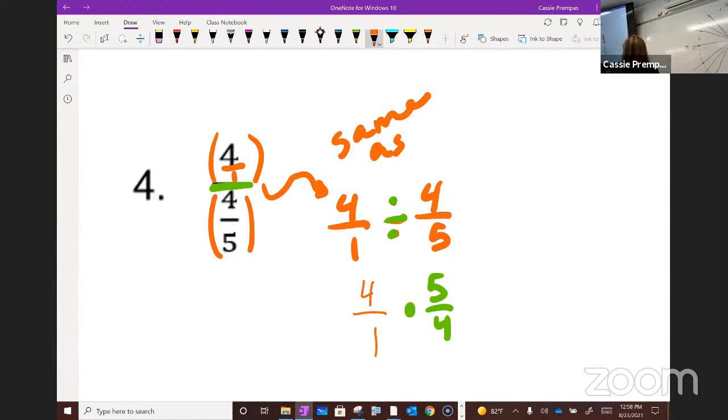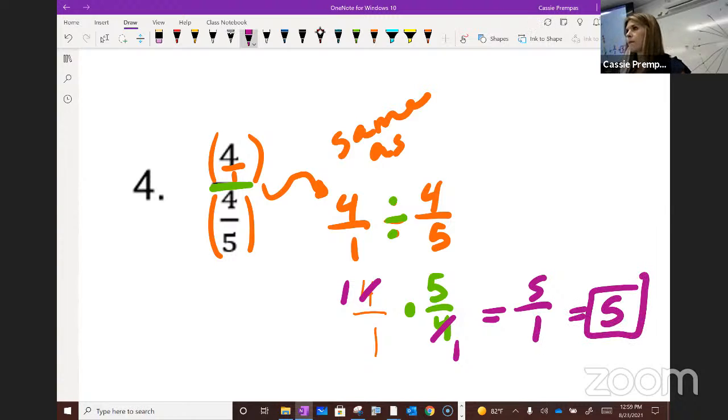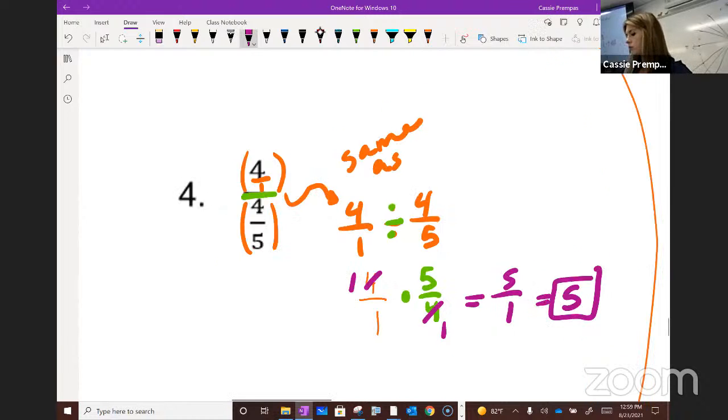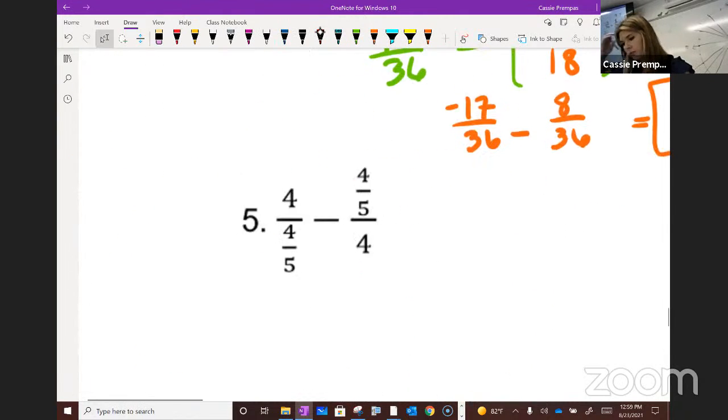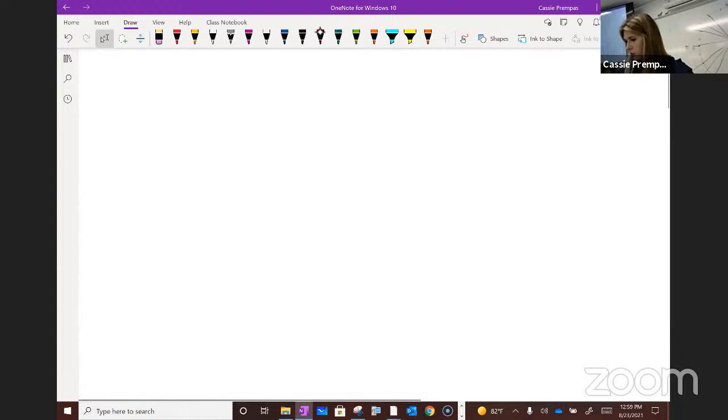Now you can multiply straight across. I could do 4 times 5 is 20. 1 times 4 is 4. 20 divided by 4 is 5. Or because it's multiplication, you can reduce common factors. 4 goes into itself 1 time, into itself 1 time. And so our answer is 5 over 1. Or you could just say 5. But if you called that 20 divided by 4 and then said 5, that's fine also. All right, number 5. Number 5, I have 4 divided by 4/5. Woo, where'd it go?